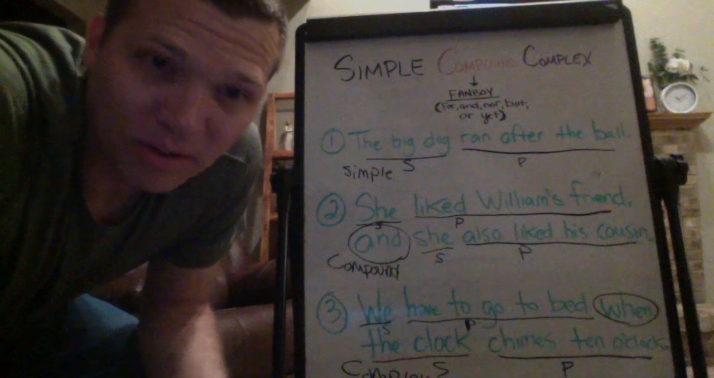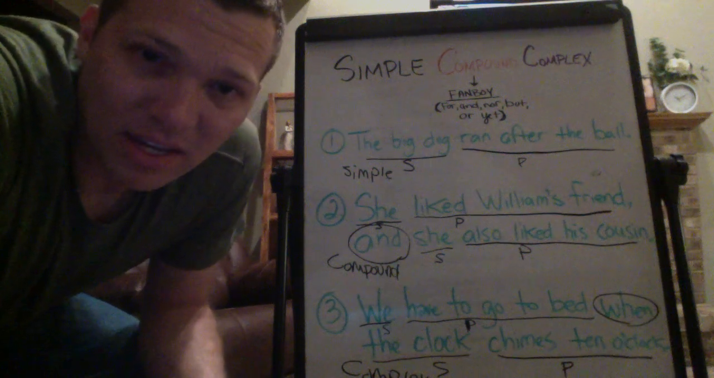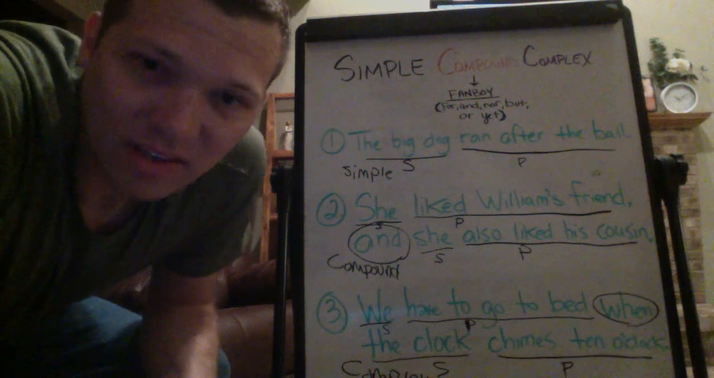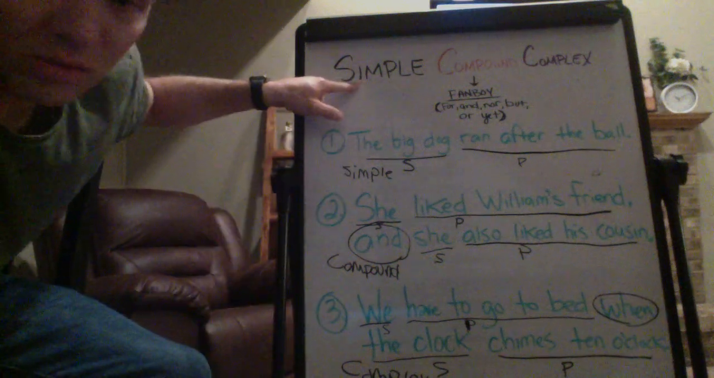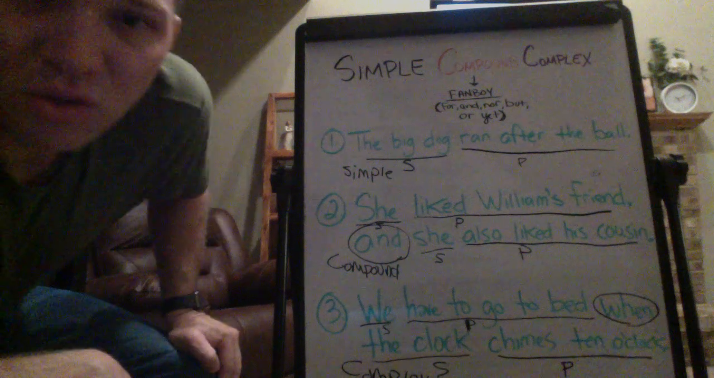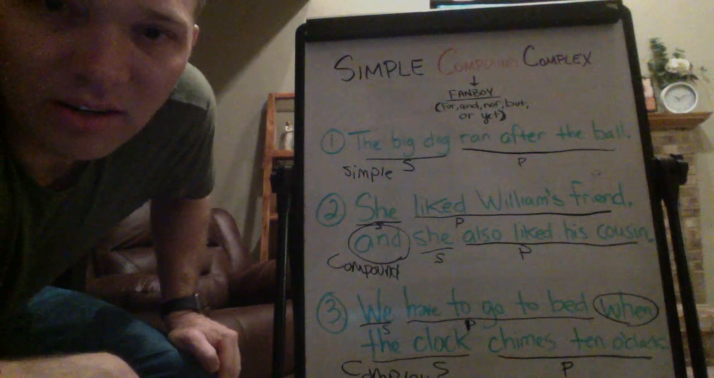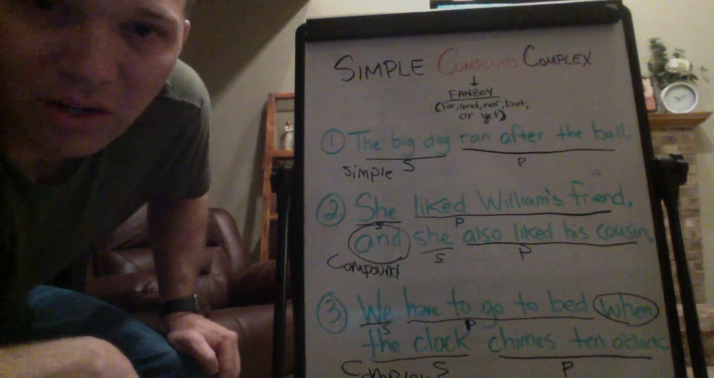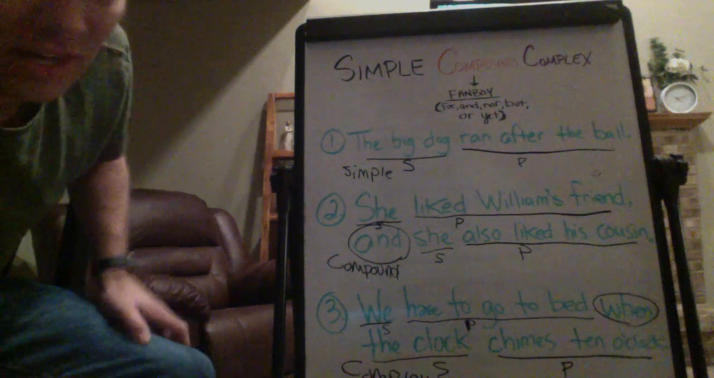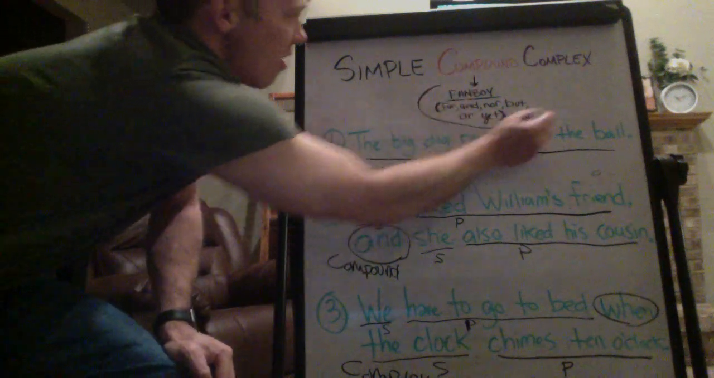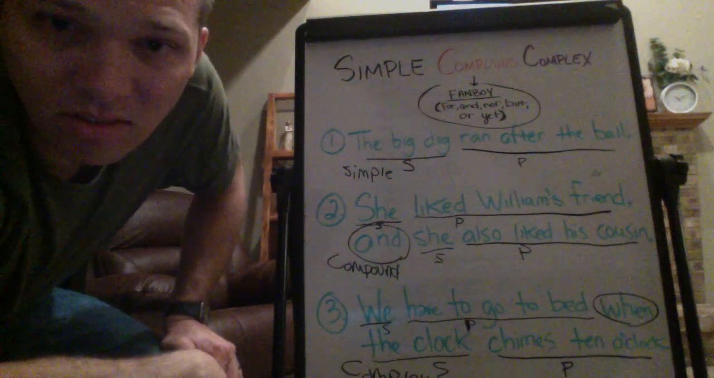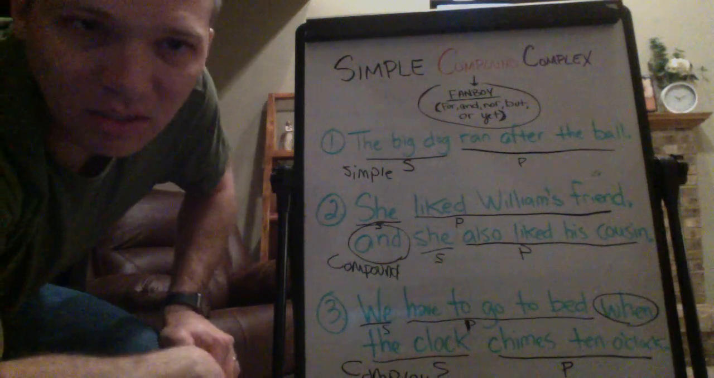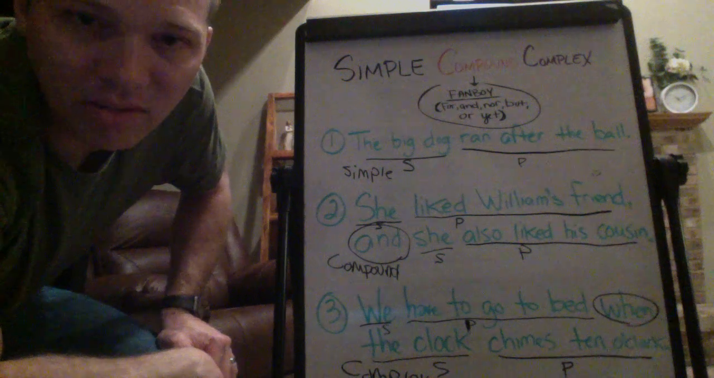But overall, I want you to just keep asking yourself, how many sentences are within the sentence? Okay, if it's just one sentence, you're just going to go simple. If there's two sentences within there, then look at that connecting word. And if it's any of these guys right here, that's going to be a compound sentence. If it doesn't have that for a connecting word, then it's going to be complex.